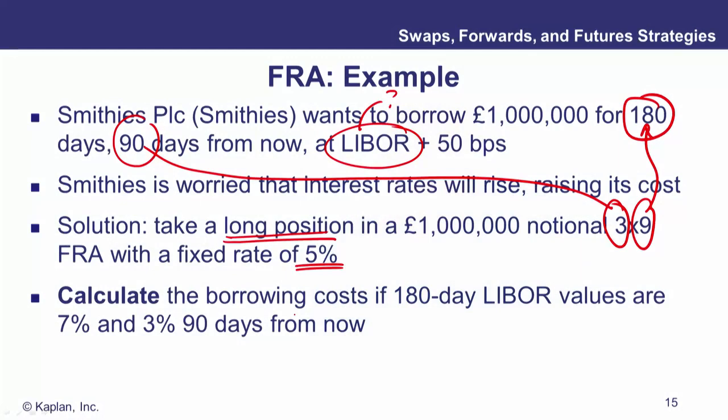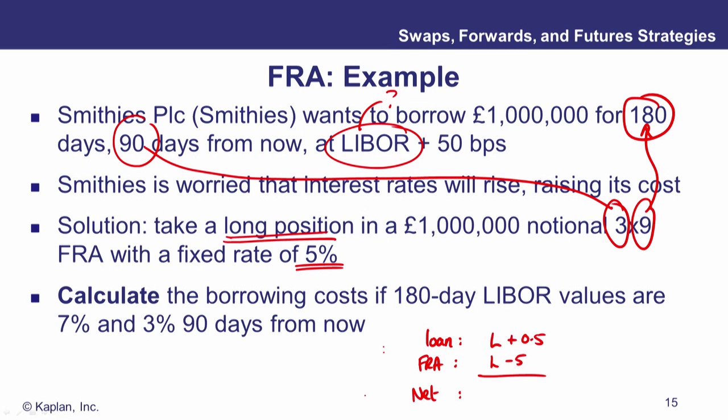It might be worth just thinking about what we've locked in. Whatever LIBOR evolves to be in 90 days' time, under the loan we're going to pay LIBOR plus 50 bips, 0.5%. The FRA will pay us whatever LIBOR evolves to be minus 5%. And that could be negative, of course, because if LIBOR goes down, we're going to pay out under the FRA. So net, what have we got here? Yeah, we've got to get our signs right here.